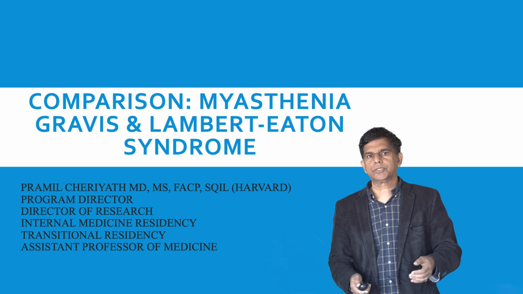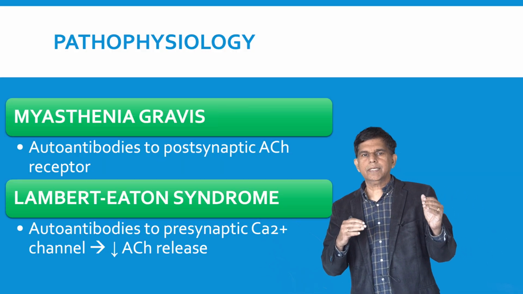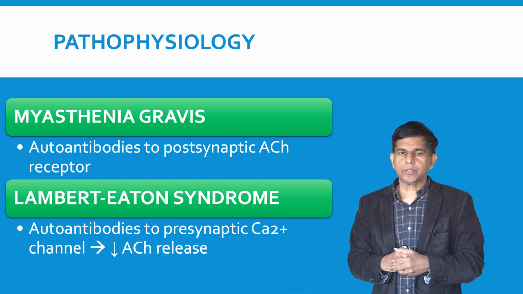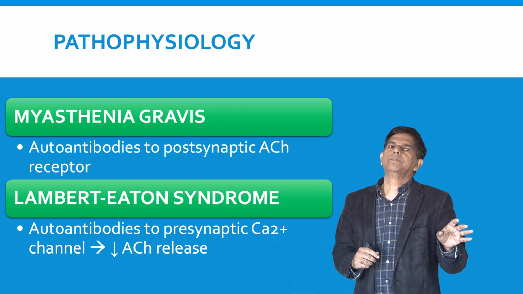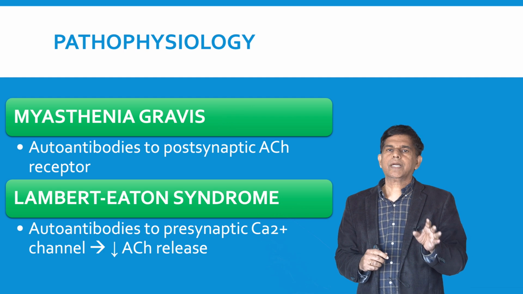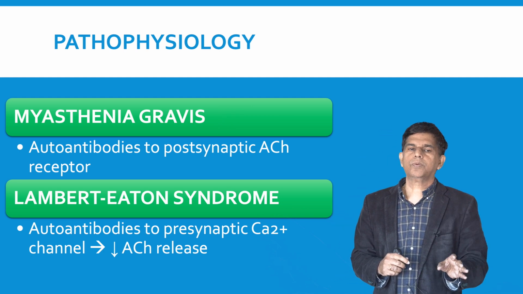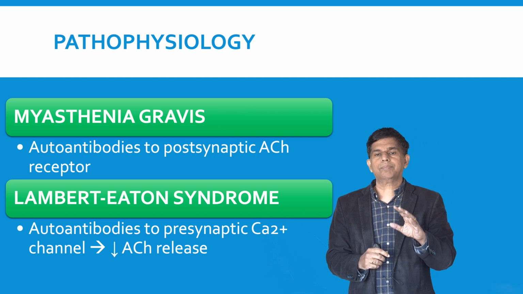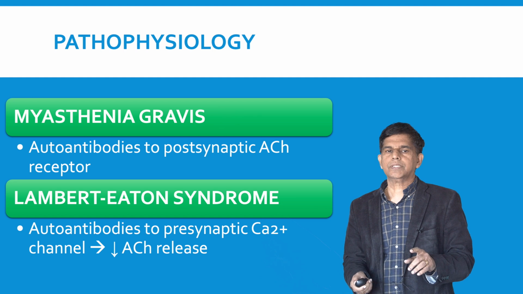So let's get into our subject. Our topic today is to differentiate between myasthenia gravis and Lambert-Eaton syndrome. What is the pathophysiology? In myasthenia gravis, we have autoantibodies to the postsynaptic acetylcholine receptor. In Lambert-Eaton syndrome, you have autoantibodies to the presynaptic calcium channel, which decreases acetylcholine release.